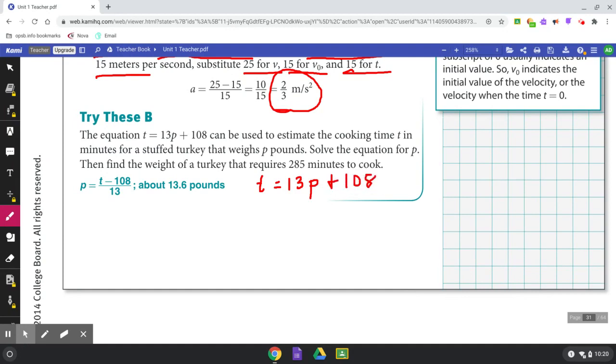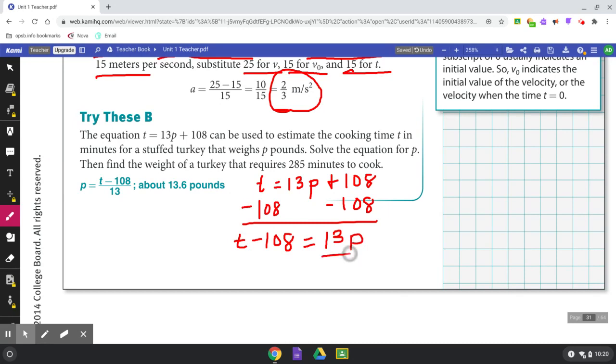All right, so I want to isolate the term with the variable P. In order to do that, I need to subtract 108 from both sides. When I subtract 108 from both sides, I get T minus 108 equals 13P. Now, in order to isolate the variable P, I'm going to divide both sides by 13. Now I've got T minus 108 divided by 13 equals P.